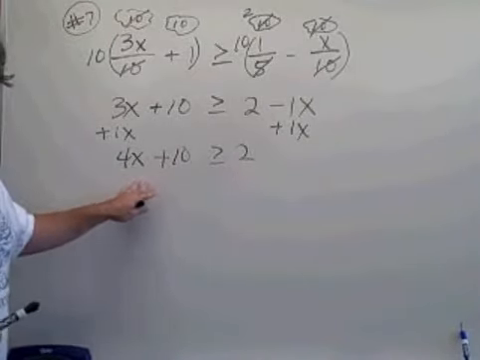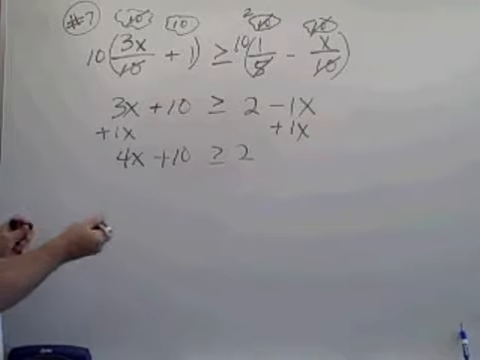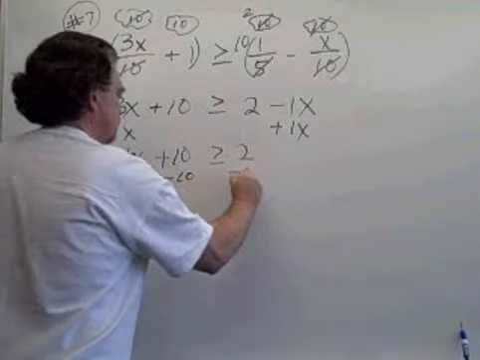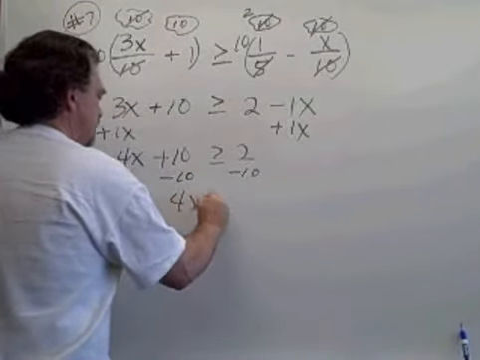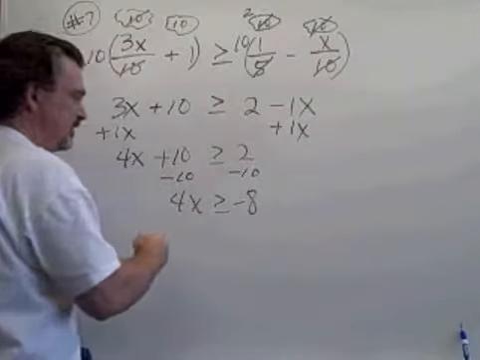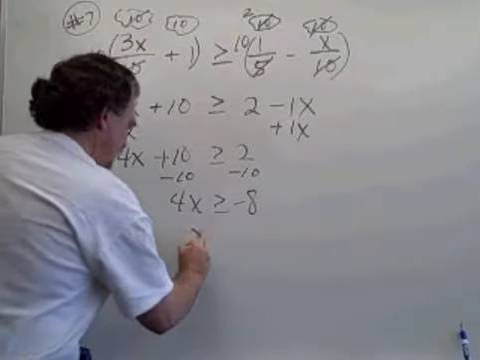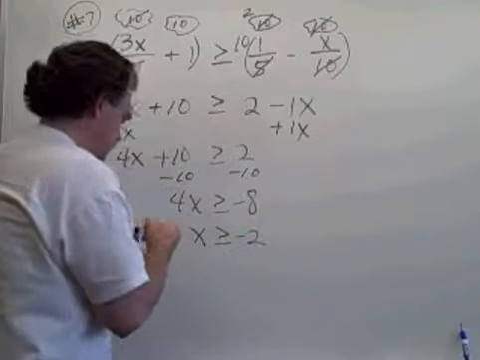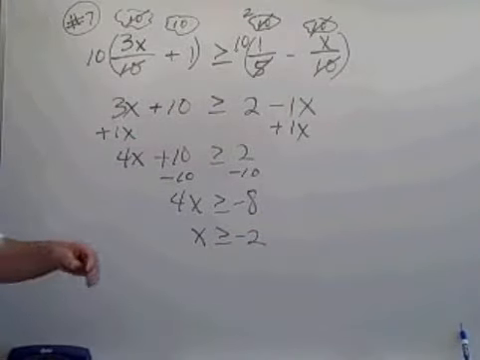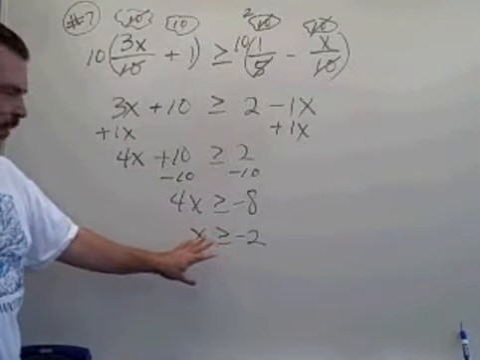And now I want to isolate the variable term, so I would subtract 10 from both sides. So 4x is greater than or equal to negative 8. Dividing both sides by 4, x is greater than or equal to negative 2. I didn't have to reverse my inequality.